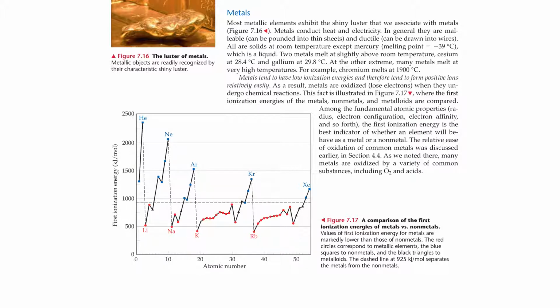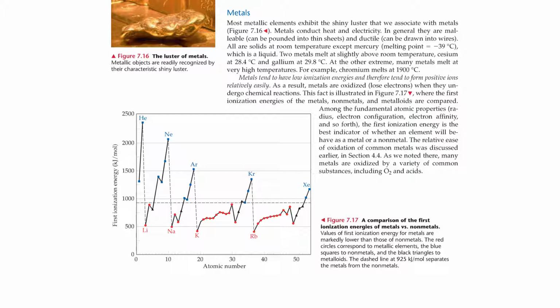Metals. Most metallic elements exhibit the shiny luster that we associate with metals. Metals conduct heat and electricity. In general, they're malleable, which means they can be pounded into sheets, and ductile, which means they can be drawn into wires. All are solids at room temperature except for mercury. Two metals melt slightly above room temperature, cesium at 28 and gallium at 29.8. At the other extreme, many metals melt at very high temperatures. For example, chromium melts at 1900 Celsius.